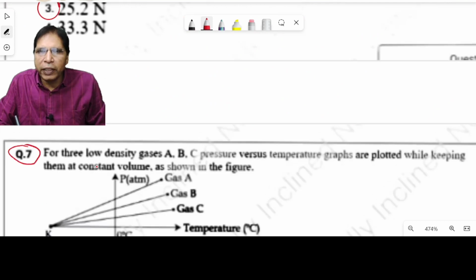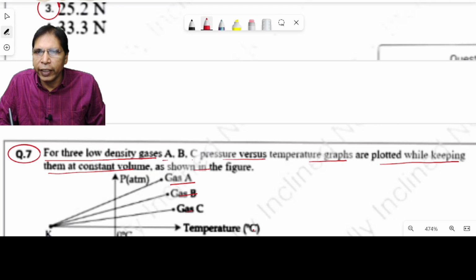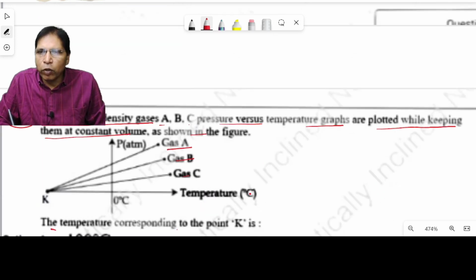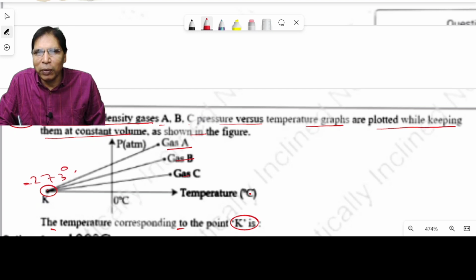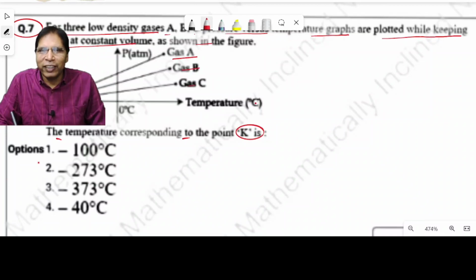Now question number 7. For three low density gases A, B, C, the pressure versus temperature graph is plotted while keeping the volume constant, as shown in the figure. Here are gas A, gas B, gas C, and temperature in degrees Celsius. Now the temperature corresponding to the point K is the absolute zero. The value of absolute zero on the Celsius scale is minus 273 degrees Celsius. Now look at the options. Option 2 is correct.